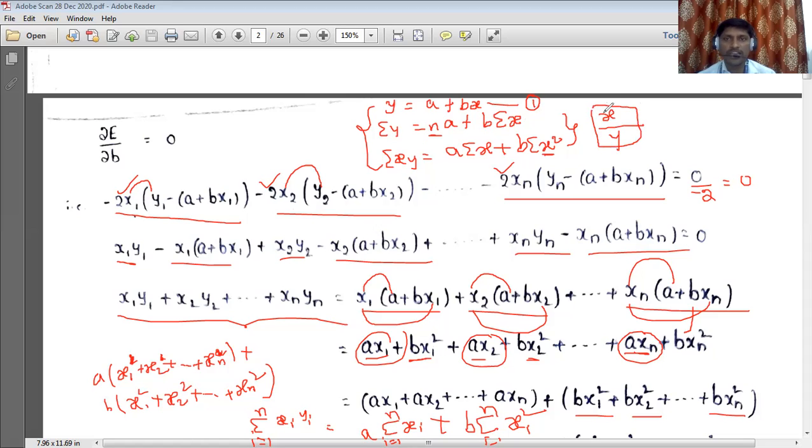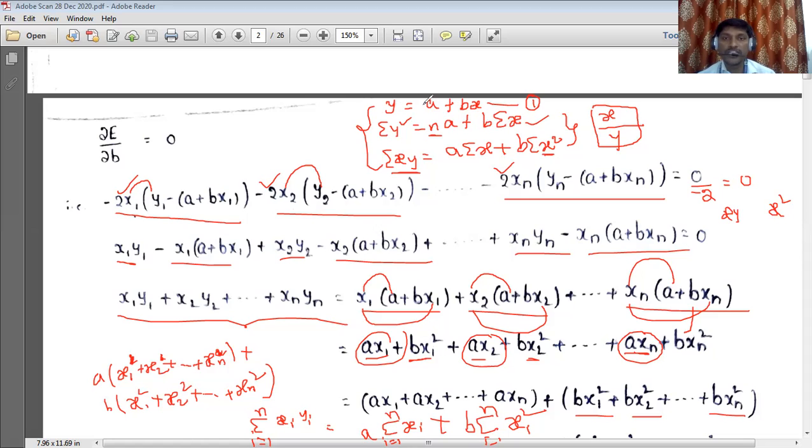By taking these values, we need to find summation x, and next summation y, and n representing the number of values, and next xy. First, we multiply the two given values, x into y. For x square, we square the terms of x. Next we take the summation, that is, add all those values. After substituting those values in the normal equations, you can easily solve the two equations by calculator, and you get the values of the constants a and b.